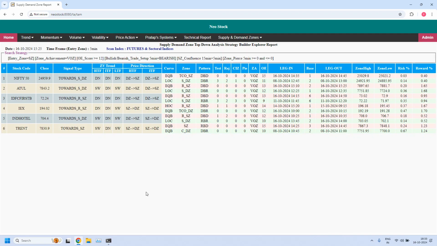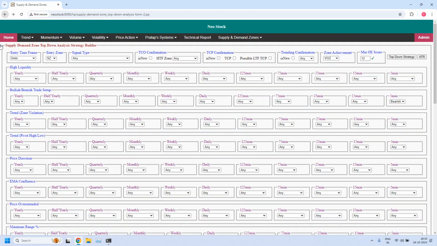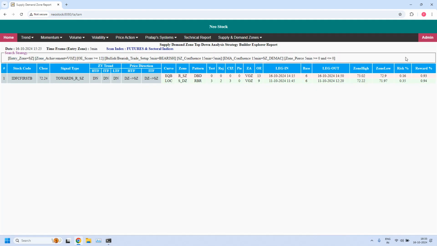They are high probability setups because 5 minute zone is part of the 15 minute zone. Let's look for 15 minute zone with daily EMA confluence. So in the 15 minutes time frame, the 15 minute supply zone with daily EMA confluence filter I set. One stock is filtered. This supply zone is a high probability setup because this is also having daily EMA confluence.